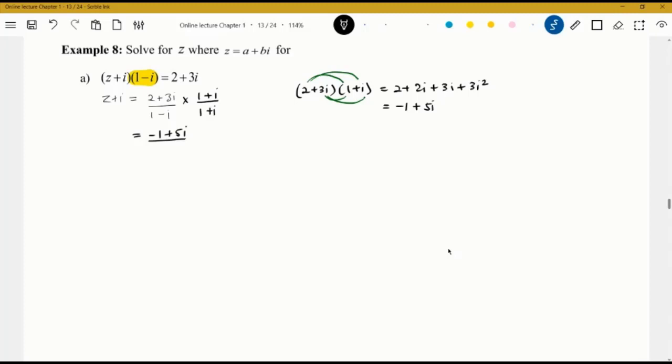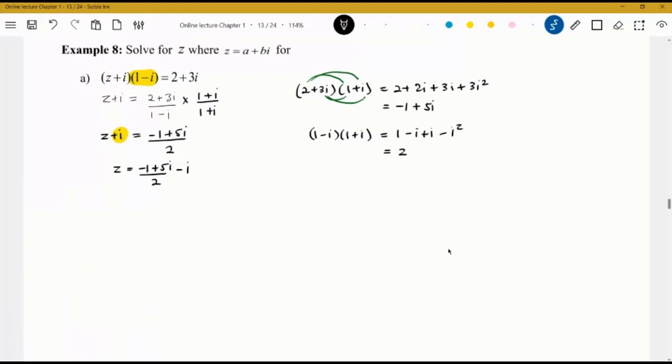For the down part, which is 1 minus i times 1 plus i, we're going to have 1 minus i plus i minus i squared. So negative 1 for the i squared, meeting up with the negative, will be positive. So we end up with 2 here. Kita belum selesai lagi sebab di sebelah kanan adalah z plus i. You need to find the single z on the left hand side, so you have to bring the single i here to the right hand side. So we can have z equal to negative 1 plus 5i over 2 minus i.